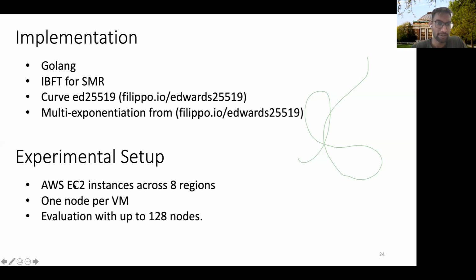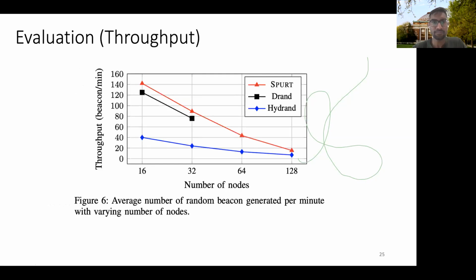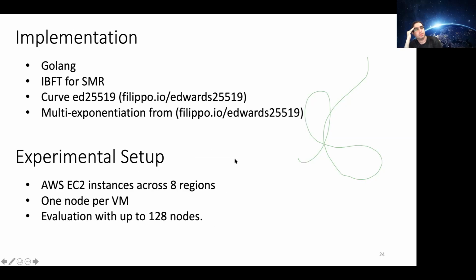For the experimental setup, we run the experiments across 8 AWS regions, with 1 node per VM and up to 128 VMs. We also evaluate the DRAND protocol in the same experimental setup, and also the Hydrant protocol in the same setup. So why would you use the pairings in the DLEQ? No, we don't use them there. We need equality of discrete logs in two steps of the protocol, and one requires pairing. In the reconstruction phase, we require pairing. Okay. Yeah.